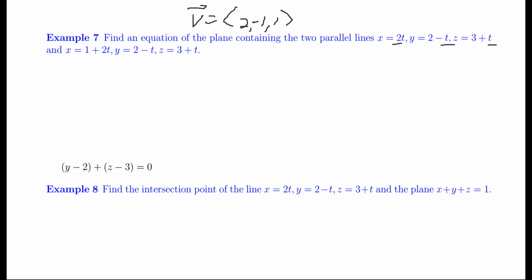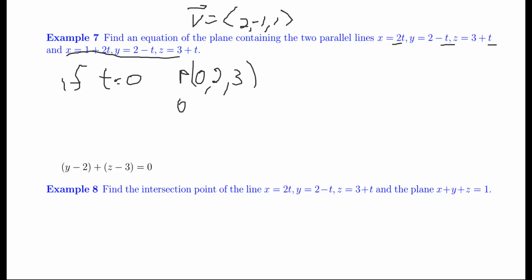Well, we can plug in t equals 0 into both of these parametric equations for the line. If we plug it into the first one, we get the point P is 0, 2, 3. And if we plug in t equals 0 into the second one now, we get Q is 1, 2, 3.